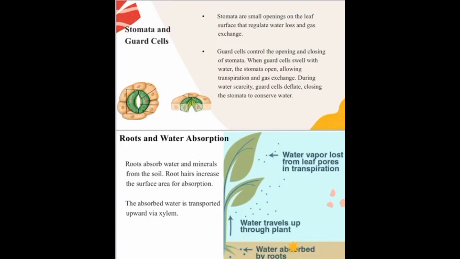The diagrams and text illustrate the connected processes of gas exchange, water regulation, and water transport in plants. Stomata and guard cells work together to control water loss and gas exchange in leaves, while roots absorb water and minerals which are then transported throughout the plant via the xylem. These processes are essential for plant survival and growth.